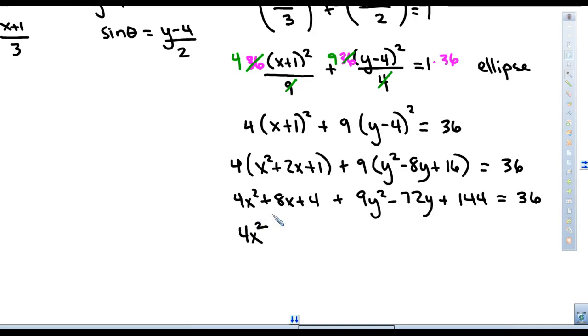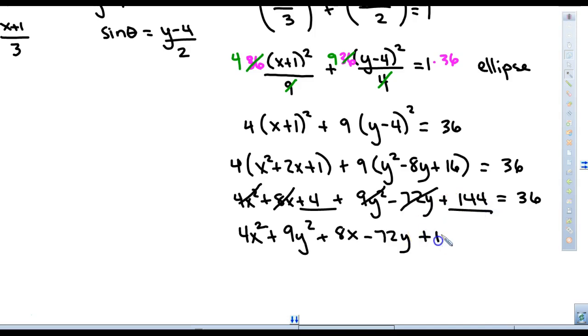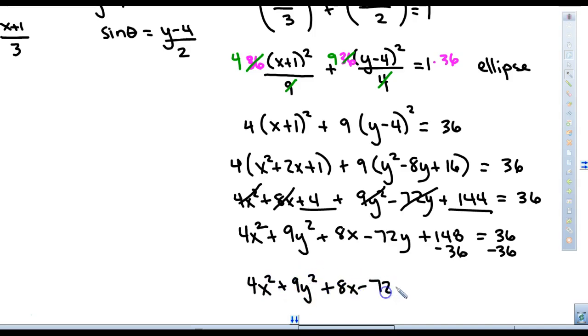All my squared terms come first. This one and this one in alphabetical order. All my linear terms come next in alphabetical order. And I am going to combine my like terms. That's 148. And then finally, to set it equal to 0, subtract. And so in general form, I get 4x squared plus 9y squared plus 8x minus 72y plus 112 is equal to 0. And that is an ellipse.